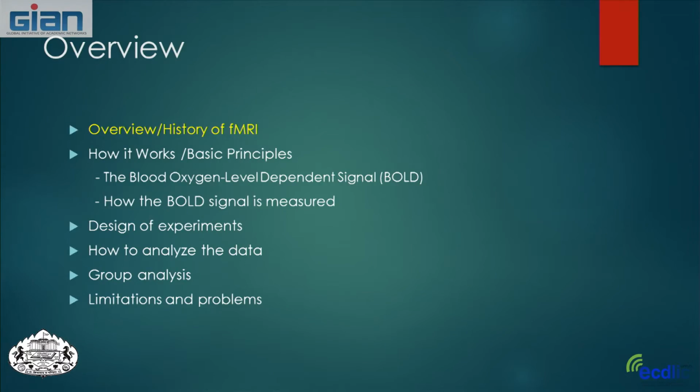Okay, we're going to go over some different parts of functional MRI. In the same pattern that we've been doing with the other methods, we're going to talk about an overview of it and a brief history. We're going to talk about how it works and the basic principles of why it works. We're going to talk about how experiments are usually designed, how to analyze the data, group analysis, limitations, and problems. We may not get all of this done today. This is broken down into a couple of lectures. But we'll get as far as we can, and then what we don't get done today, we'll continue on with next week.